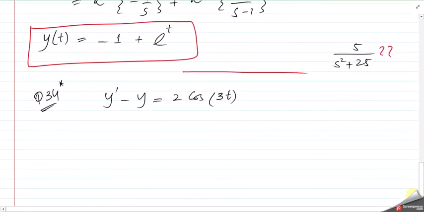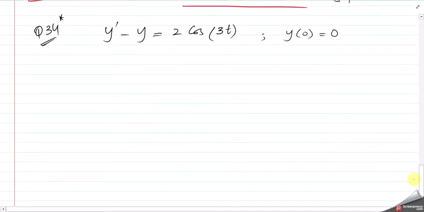All right. So always we are given the condition y of 0 equals 0. Well, it can be non-zero. Luckily, in these two examples it is 0, but it can be non-zero. We will do an example later in which it will be non-zero. So we have to solve the differential equation using Laplace transform.